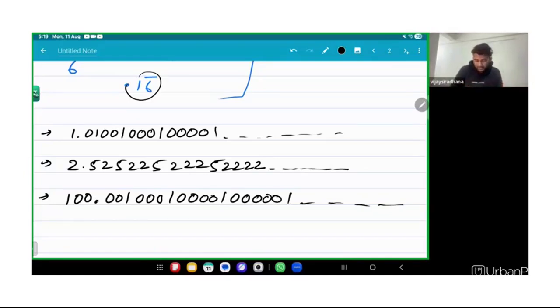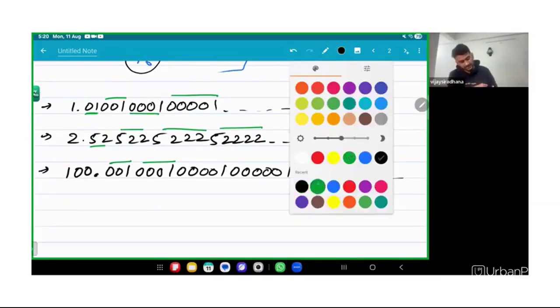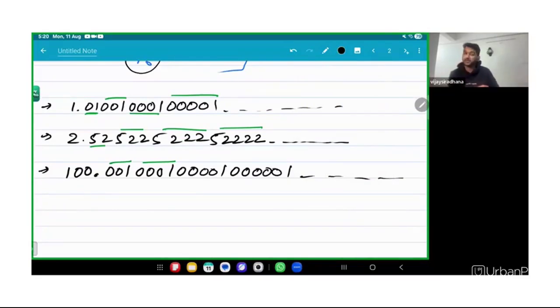So what you're seeing is that the numbers are not repeating themselves. Like this is 01, then 001, then 0001, then 4 times 0 and 1. The next one will be 5 times 0 and 1, 6 times 0 and 1, and it will keep on going. The same thing with 2.52, 522, 5222, and it will keep on going in the same direction. The third one is 001, 0001. After seeing these three examples, you might see that, first of all, the numbers are not getting terminated.